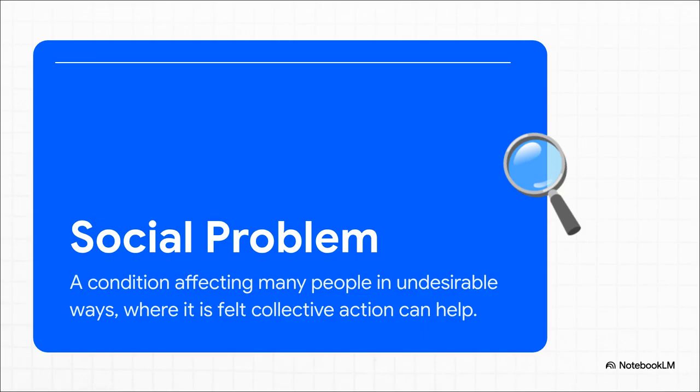To get a bit more formal about it, sociologists Horton and Leslie give us a definition with 3 key ingredients. First, it's a condition that affects a significant number of people. It's not just a handful. Second, it's seen as undesirable. We as a society agree this is not good. And third, and honestly, this is the most hopeful part, there's a belief that something can be done about it. Not by one person, but through all of us working together. It's basically a call to action.